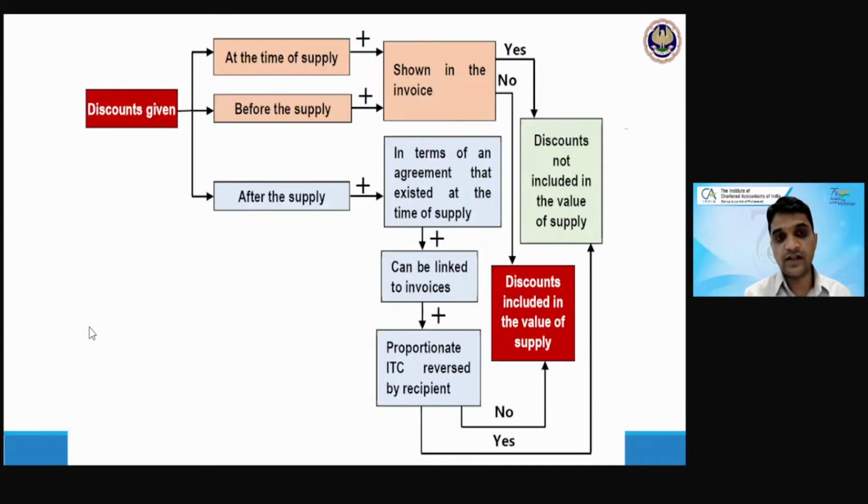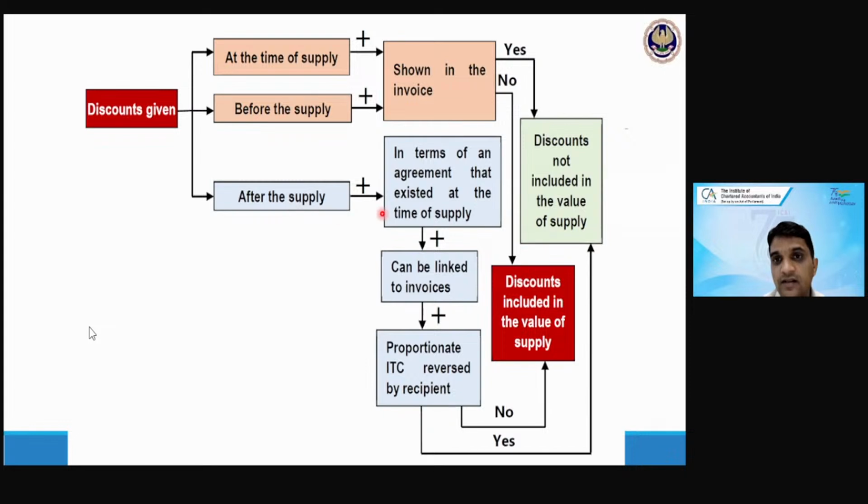To give a different presentation for that, discounts can be given at the time of supply. Is it shown in the invoice? Yes. Then discounts are not to be included in the value of supply. Correct? Because it is shown in the invoice. For both scenarios, if it is at the supply or before the time of supply, if it is included in the invoice, then discounts are not to be included in the value of supply. If it is not shown in the invoice, then discounts will become part of the value and that will not get any reduction.